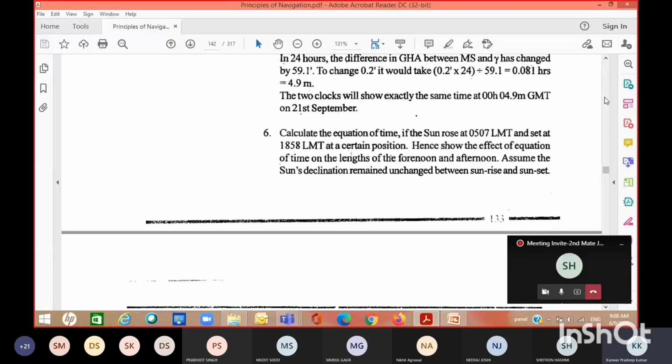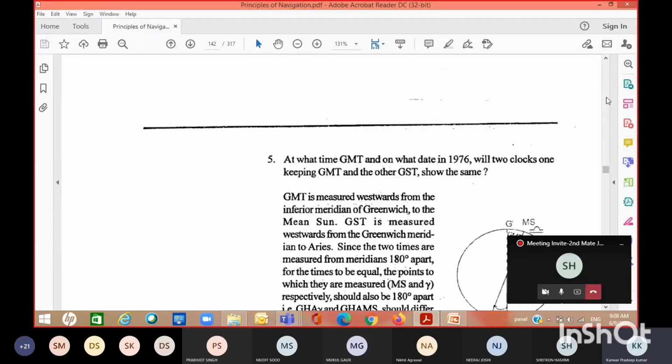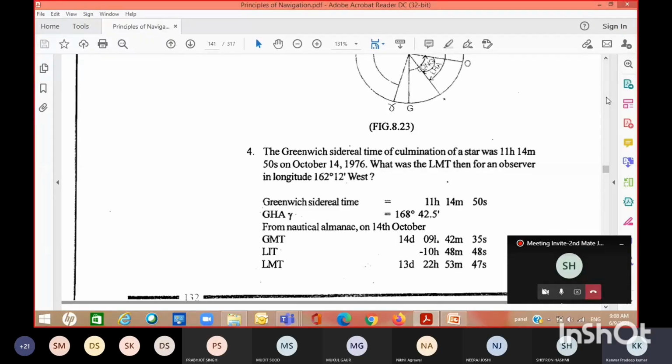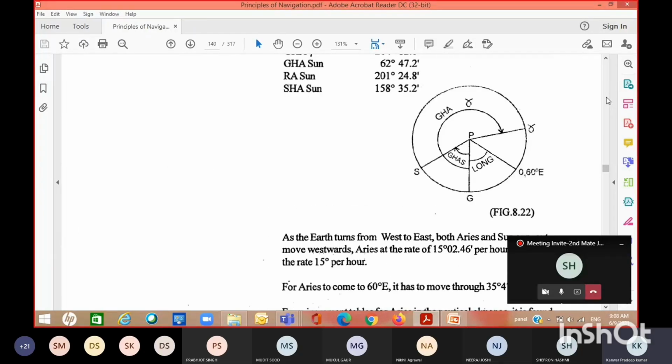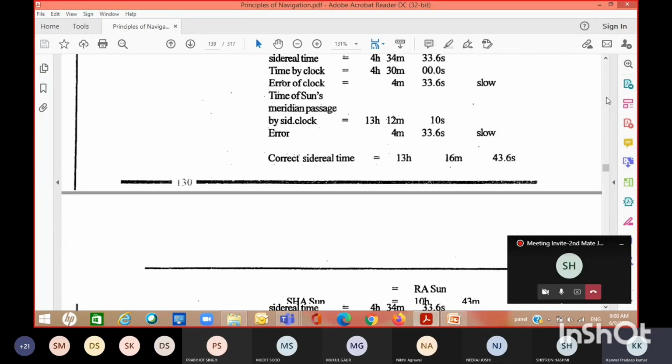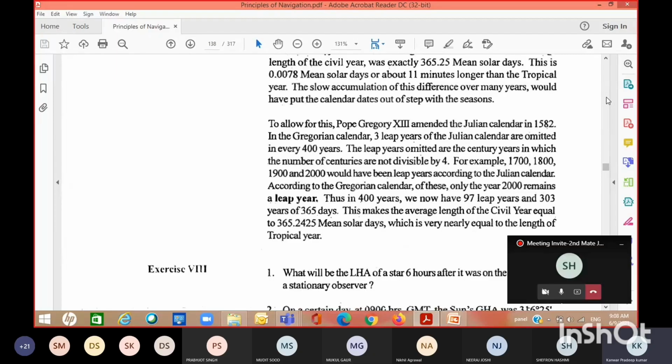The other day I had asked a question. Actually, most of these questions are on equation of time and things like that. So that is not there. Equation of time, only the definition is there in the course. So just do this first one. I had given a hint the other day.